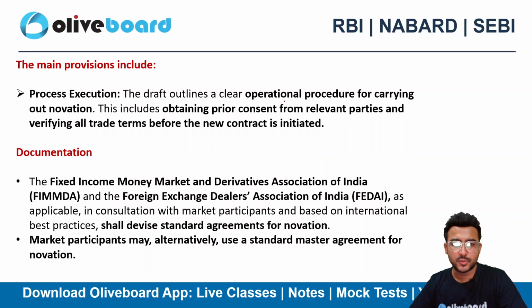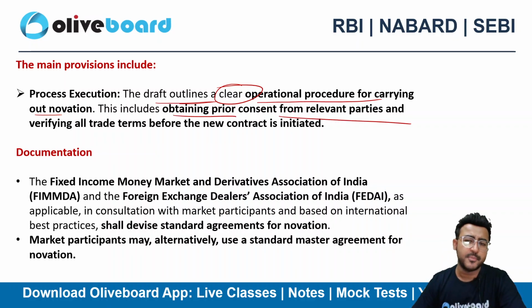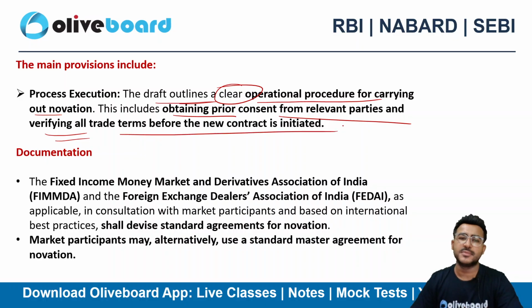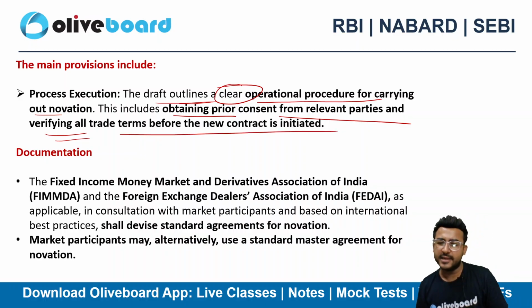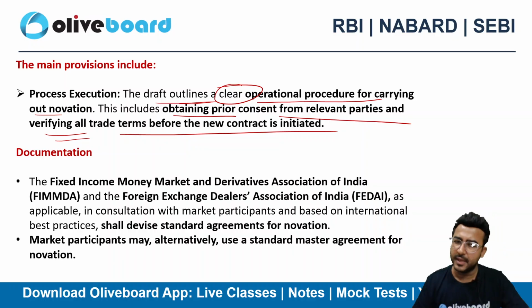So process execution, the operational process procedure for carrying out the novation, needs to be very, very clear. Okay. Obtaining prior consent from the relevant parties and verifying all the terms and conditions before the new contract is identified. Obviously, you have to take consent, that was already discussed earlier.